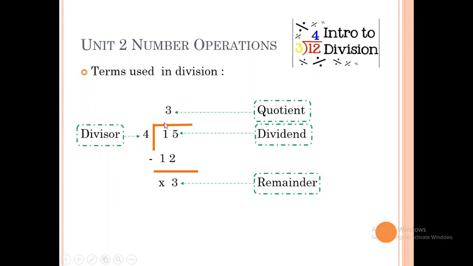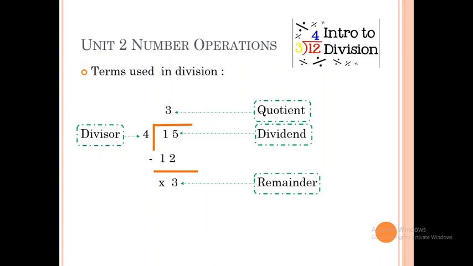After division, you are getting the answer here, that is 3. This 3 is called quotient. And after subtraction, because you cannot divide 15 by 4 completely, a number is left here, that is 3. This 3 is called remainder.